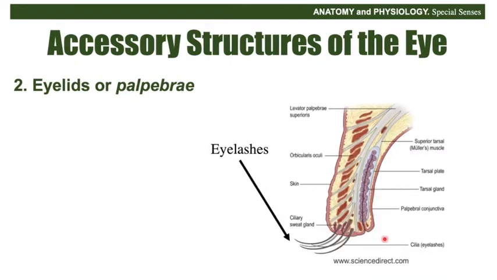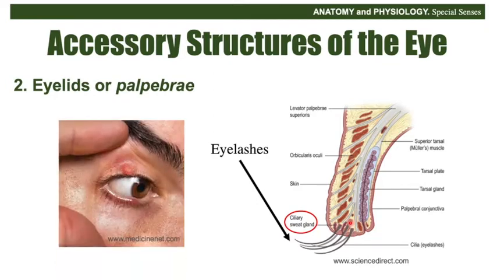2 to 3 rows of eyelashes are attached at the free edges of the eyelids. Modified sweat glands known as ciliary glands open into the follicles of the eyelashes to keep them lubricated. Inflammation of one of these glands causes the formation of a stye. A stye usually forms on the outside of the eyelid, but it can also form on the inner part. This inflammation usually disappears on its own in a couple of days.